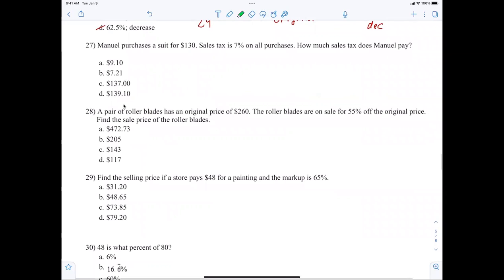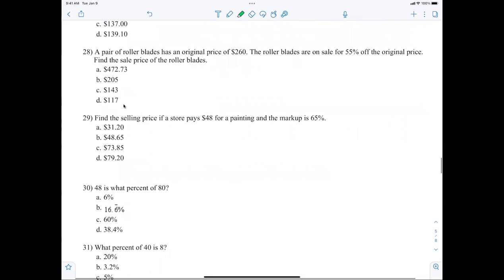All right. You purchased a suit for $130. The sales tax is 7%. Now notice here they're just wanting the what? The tax. So you only have to multiply what? 130 times 0.07. And Maggie, what was that? $9.10. Thank you. That is in fact the tax. A.